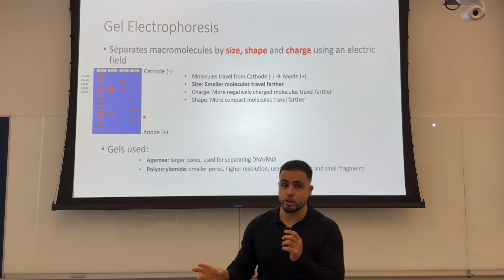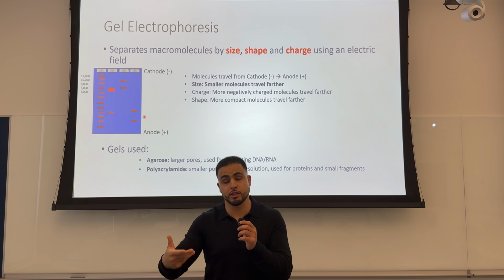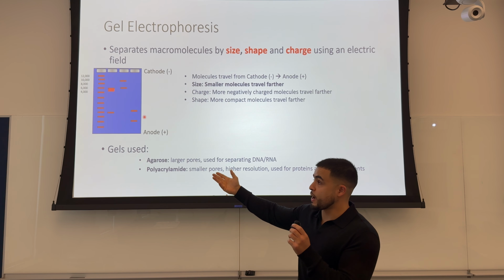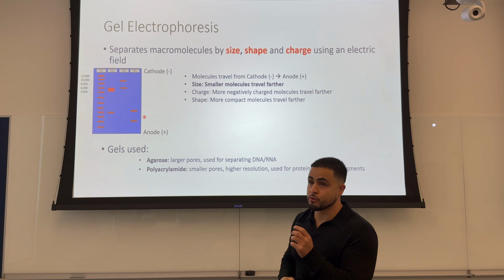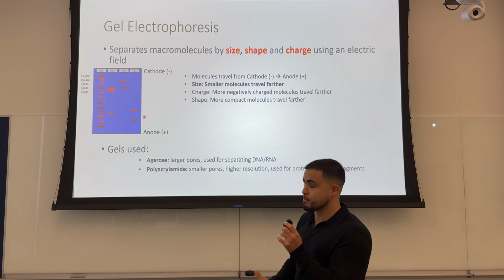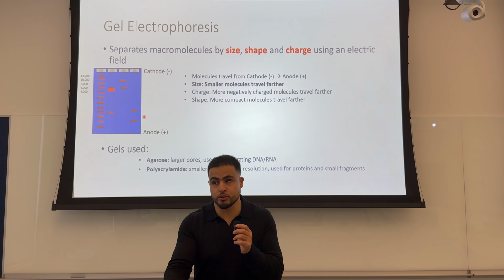Next, we have charge. The more negatively charged a molecule is, the faster it'll travel because it's more attracted towards that anode, that positively charged anode. And finally, shape. The more compact the molecule is, the faster it'll travel.